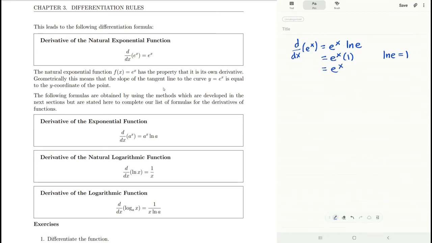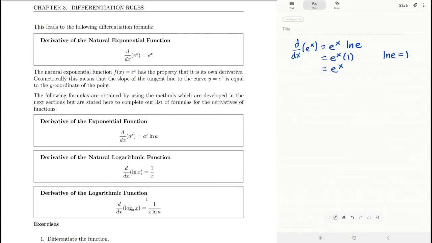Now we'll also look at the derivatives of the logarithmic functions. So we'll start with the natural logarithm. So the derivative of the natural log of x is equal to the reciprocal function, which is 1 over x. And in general, the derivative of any logarithmic function with base a, so log base a of x, will be equal to 1 over x times the natural log of a.